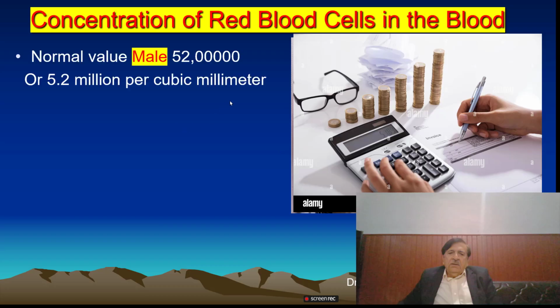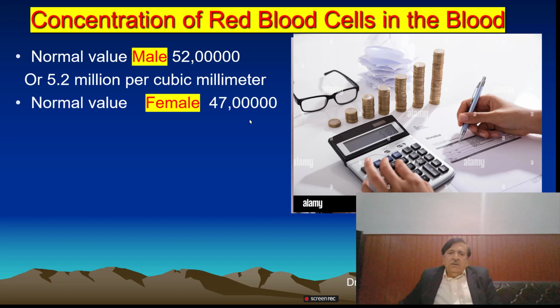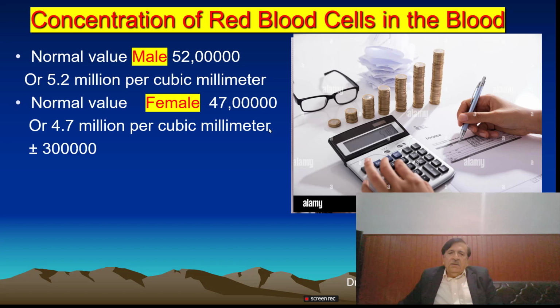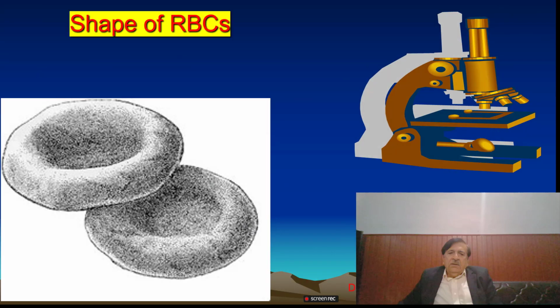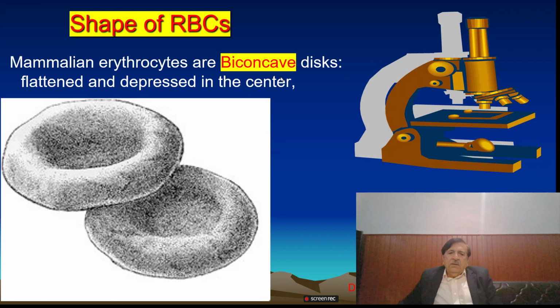Blood count. Normal value in male is 52 lakhs or 5.2 million per cubic millimeter. In normal female, the count is 47 lakh or 4.7 million per cubic millimeter, plus minus 3 lakhs. Red blood cells, the formed element, are 40 to 45% of the blood volume. One drop of the blood is 1 cubic millimeter.